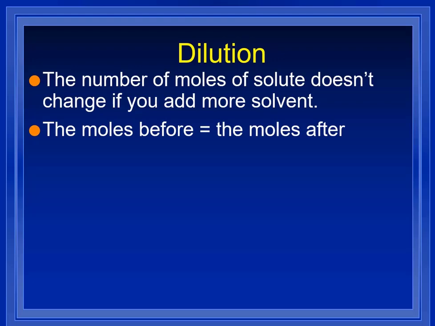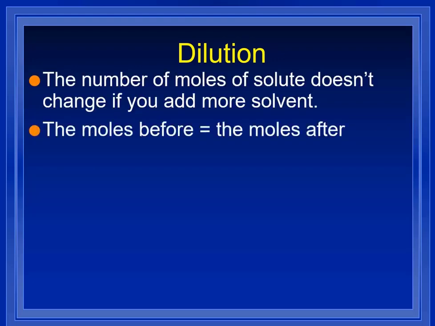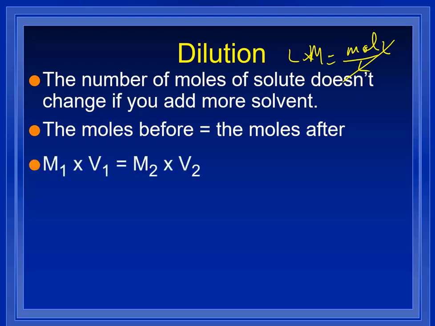And how can I figure out moles in a solution? Well, my only definition I have that has moles in it is molarity, right? And molarity is moles over liters. So if I want moles, I'm going to have to multiply both sides by liters, right? So that means I get to change this equation to this. M1V1 equals M2V2.